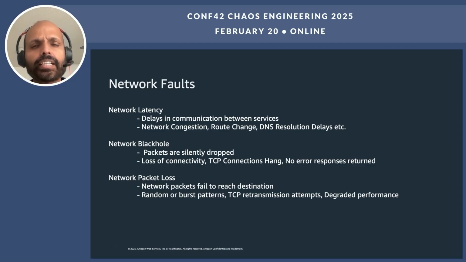Now, we've looked at the networking. What are some of the fault actions, fault events that could happen in the real world? One of them is latency, which is a delay in communication between services and their dependencies. You could see behaviors like network congestion or a route change resulting in latency, or a DNS resolution delay again resulting in latency. And then you have network black hole, where packets are silently dropped.